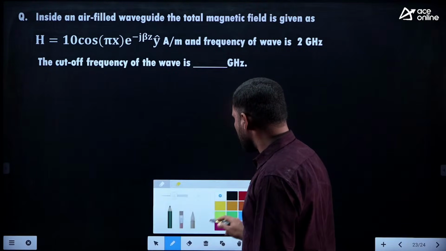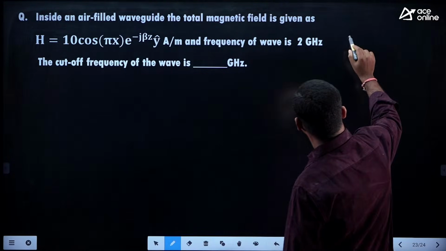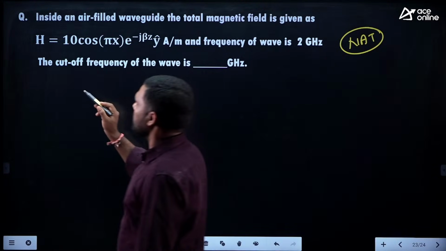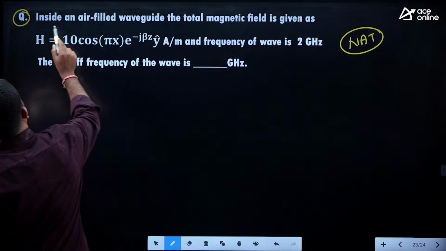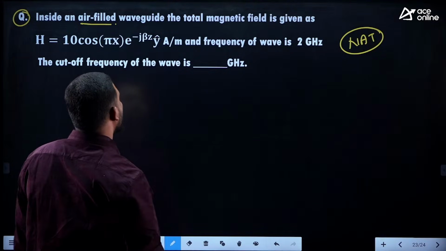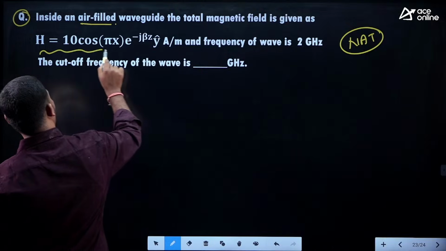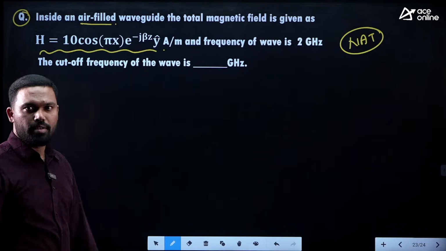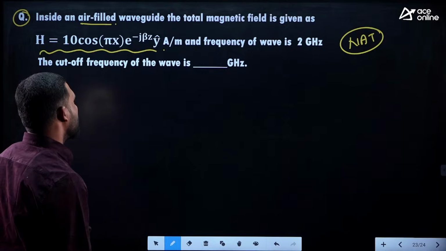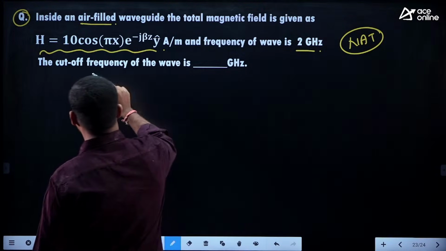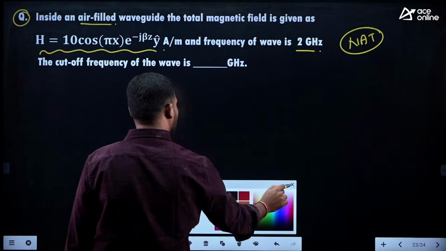So here is one more question. It is a numerical answer type question, NAT. Inside an air filled waveguide, the total magnetic field is given by this one. So the x component of the magnetic field is given. So it is a TE wave. And the frequency of the wave is 2 gigahertz. Then the question is, the cutoff frequency of the wave is. So it is asking for the cutoff frequency.